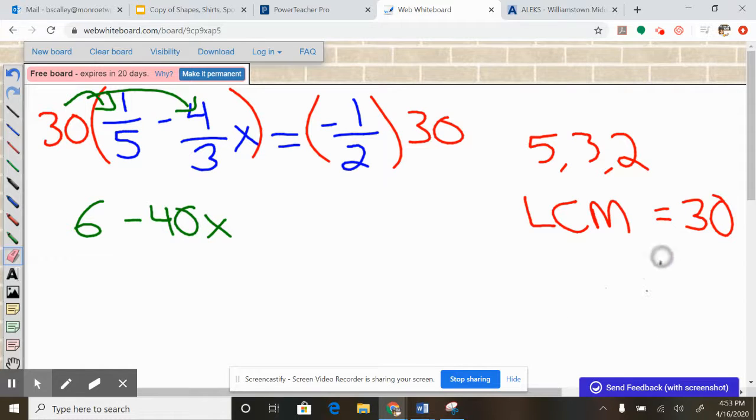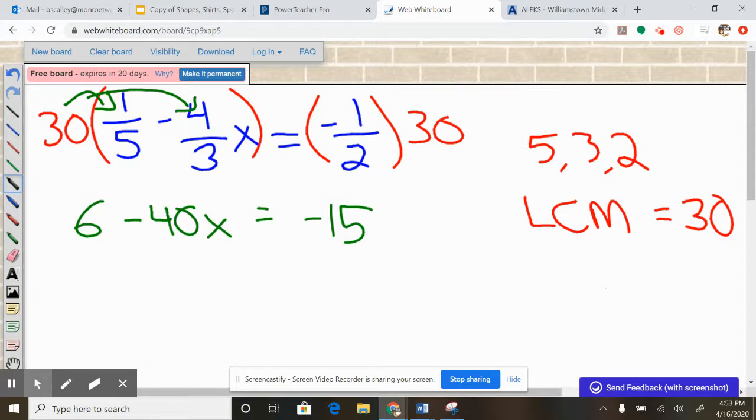On the right side, I just have to do one multiplication problem. So that is just half of 30, or negative a half of 30. So that is negative 15. Now from there, this should look like a much easier equation to solve because I went from having three fractions to having no fractions, which should be a good thing for most of you.